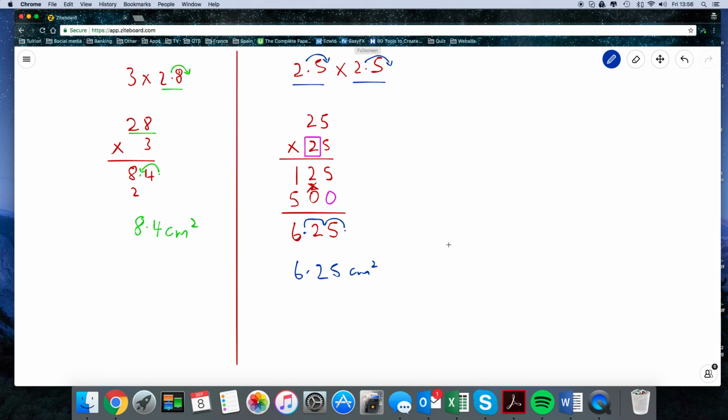Okay, hopefully that helps you for your decimal multiplication and for these area questions in QTS.